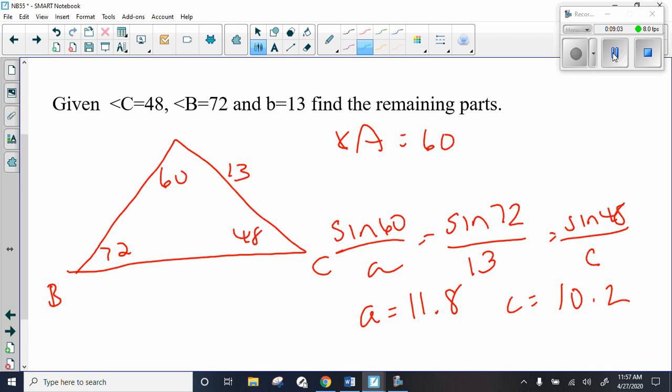I'm not able to pause or stop it, so that should be the end of this lesson for AAS and ASA. I'm just trying to get it to stop.